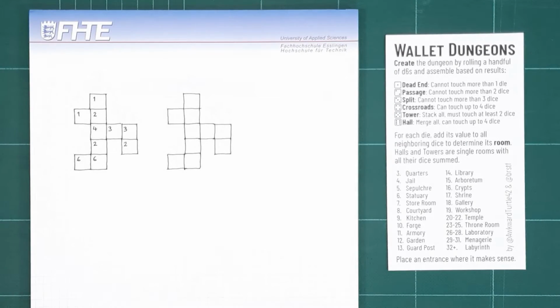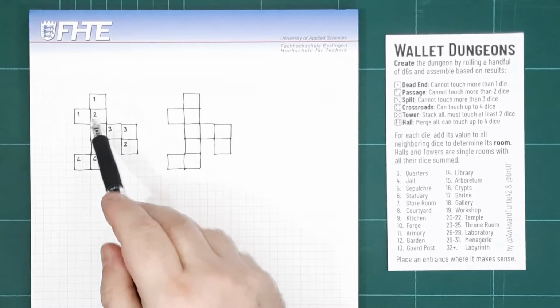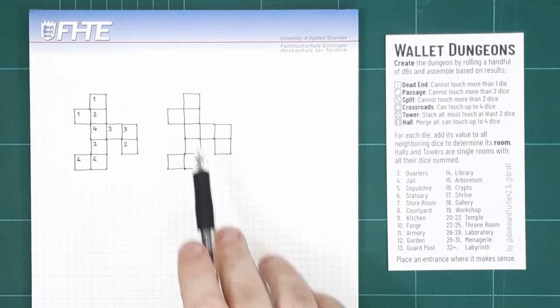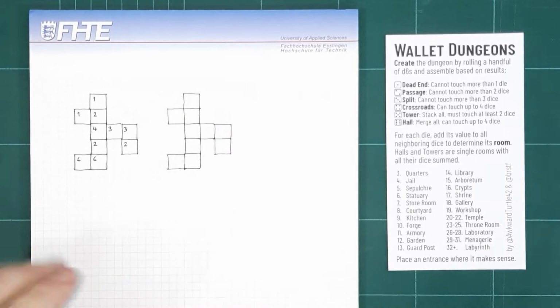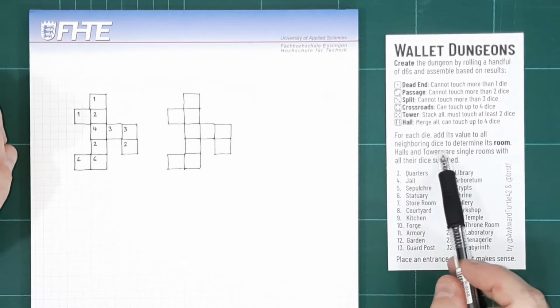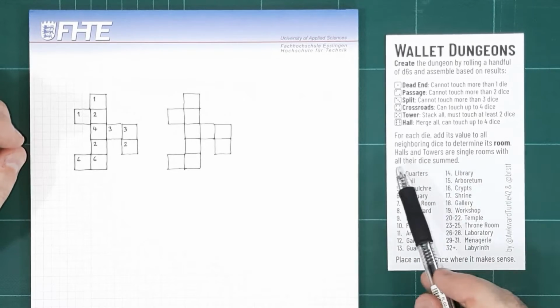Okay, so what I've done here is I've just quickly sketched what were the dice and what are the results on the dice, because this is what's going to be used now to determine what's actually in those rooms. So I've just drawn another empty one here so I can make some notes. Right, so for each die, add its value to all neighbouring dice to determine its room. Halls and towers are single rooms with all their dice summed.